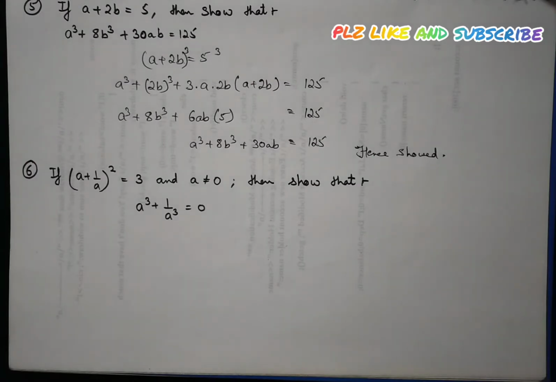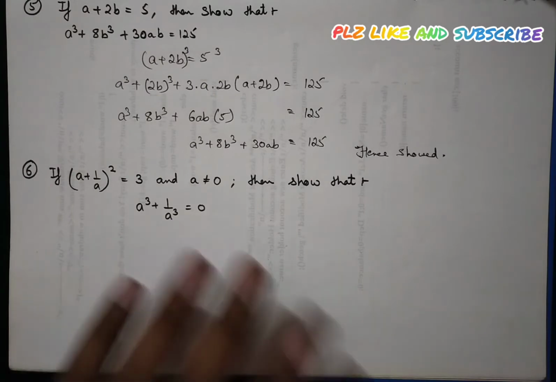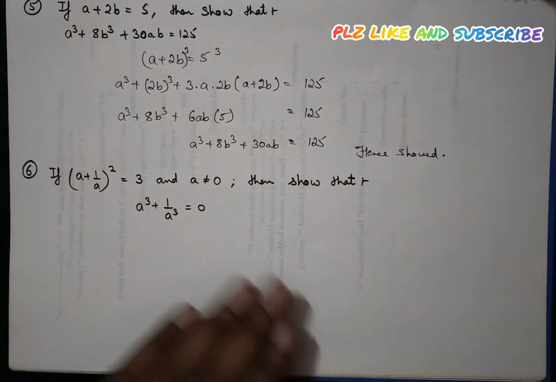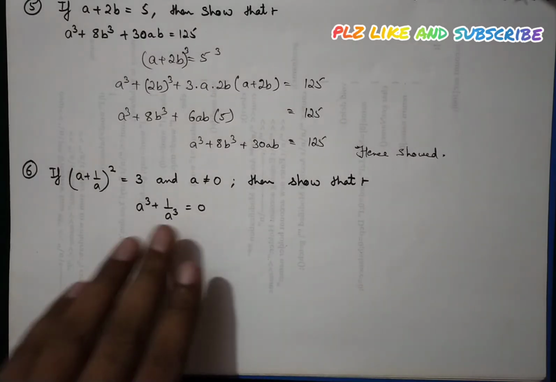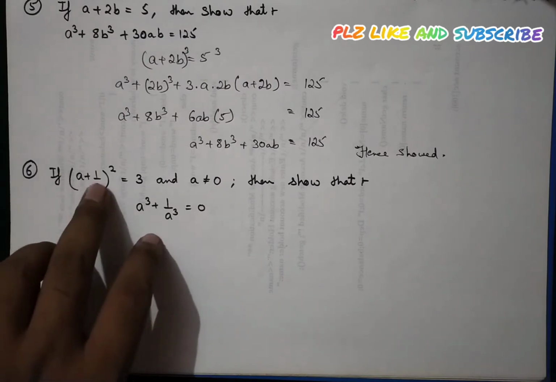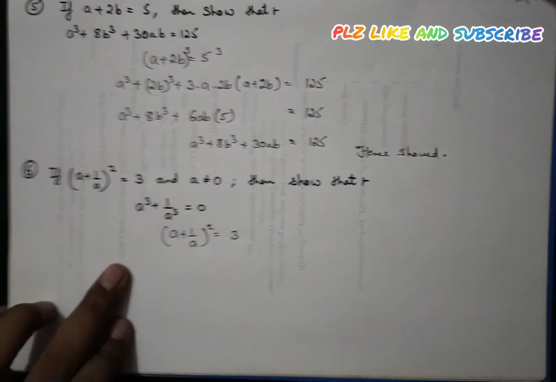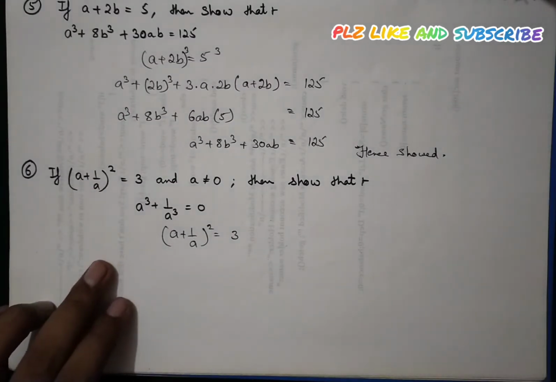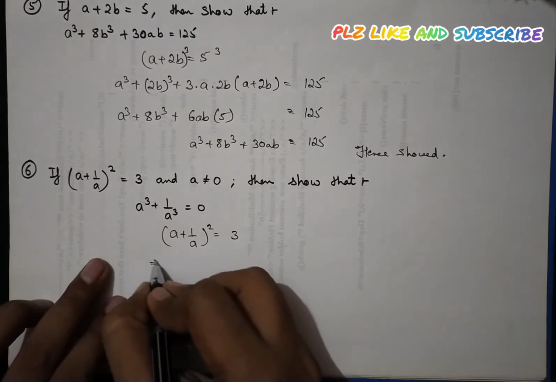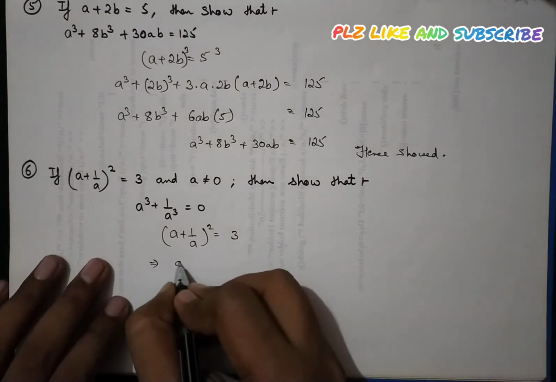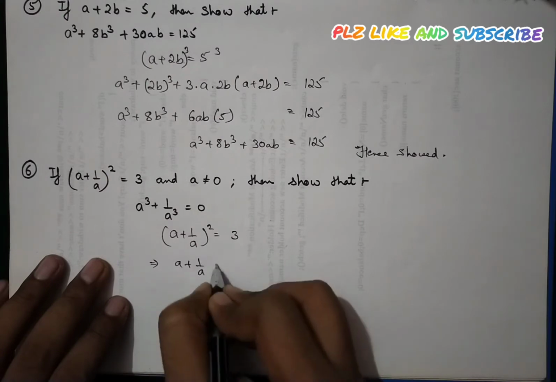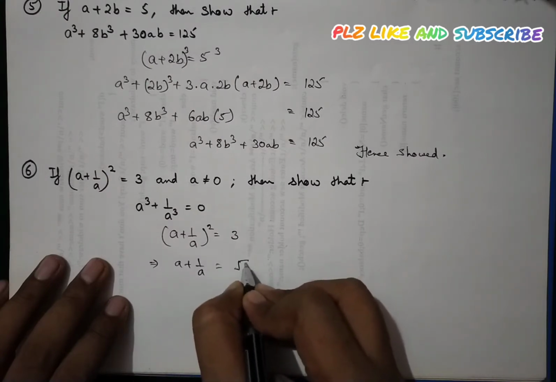Now here we see question number 6. A plus 1 upon a, the whole square, is equal to 3. We have to show a cube plus 1 upon a cube equals 0. So for this question also we are going to begin with this a plus 1 upon a whole square. Now to get the value of a plus 1 upon a, we can take the square root on both sides. A plus 1 upon a will be equal to the square root of 3.